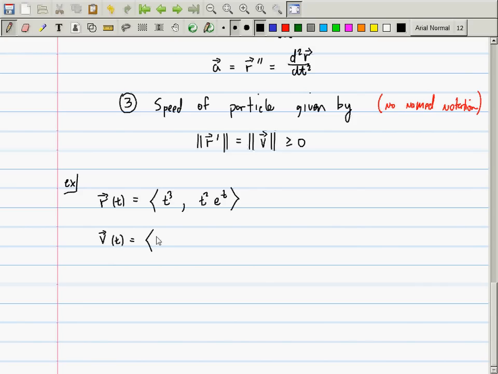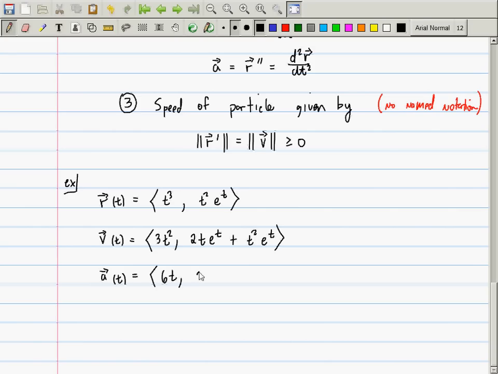Well, in the first coordinate, that will be 3t squared. In the second coordinate, 2t e to the t plus t squared e to the t, like so. So any question about that? So what happened in the second coordinate there? The product rule, good.